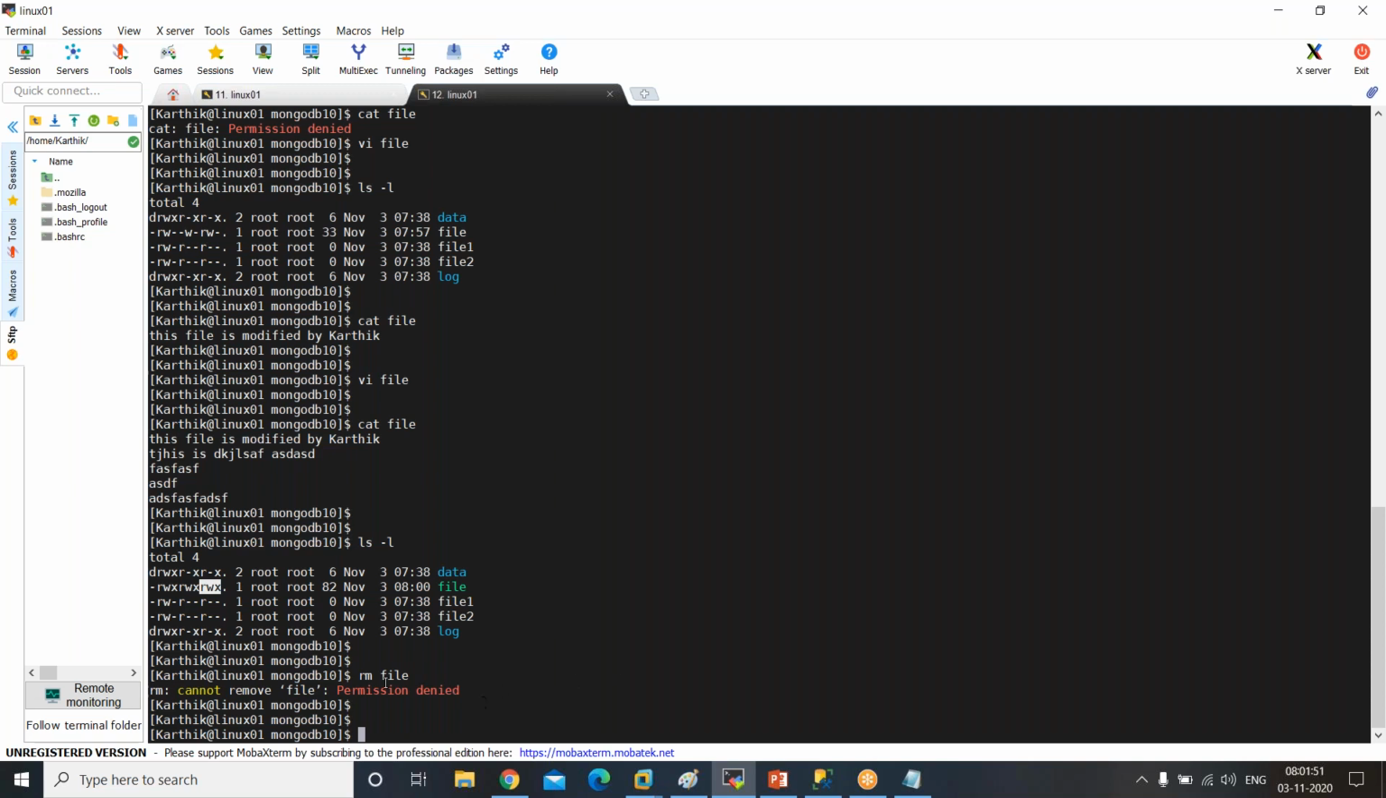See, here Karthik is trying to delete a file. He is not able to delete because the owner is root actually.